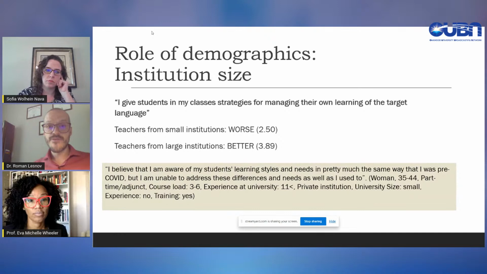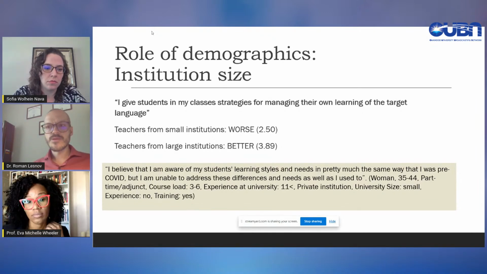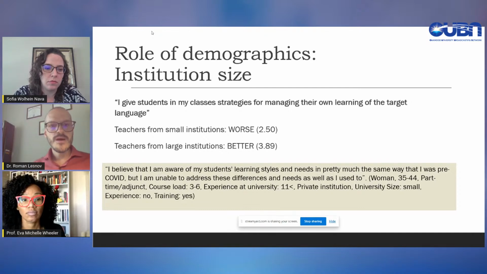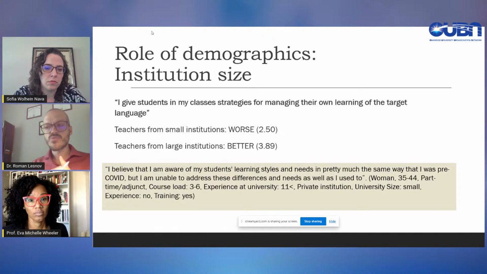Institution size was also a factor in how teachers perceived their work pre-COVID versus during COVID. So for the question about strategy instruction, I give students in my classes strategies for managing their own learning of the target language, teachers from smaller institutions actually believed that they couldn't teach their students strategies as well as they did pre-COVID. However, teachers from large institutions thought that they were able to teach strategies and they could actually do it better than pre-COVID.